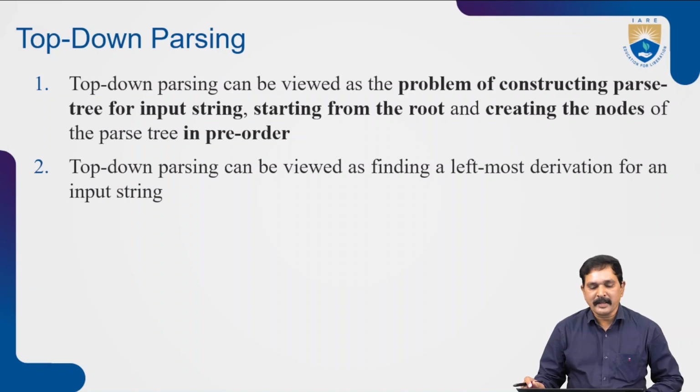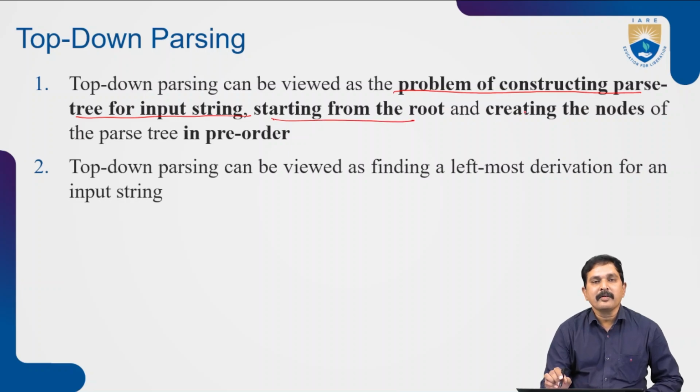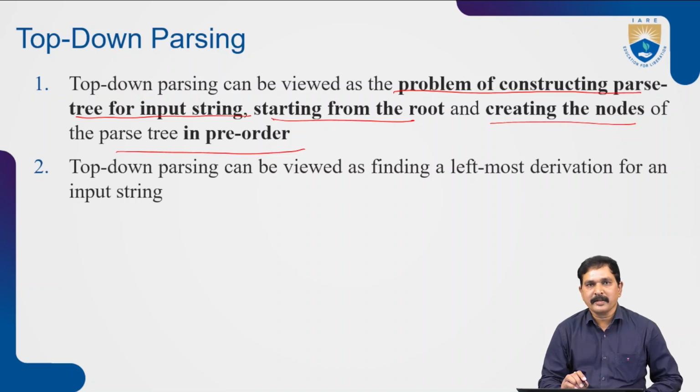So what is top-down parsing? Top-down parsing can be viewed as the problem of constructing a parse tree for an input string. It should always start from the root of the tree, and then we create the intermediate levels of nodes. That is possible by creating the nodes of the parse tree in a particular order, the pre-order. Pre-order is one of the binary traversals. You have an idea about pre-order. According to the pre-order, we should construct the top-down parse.